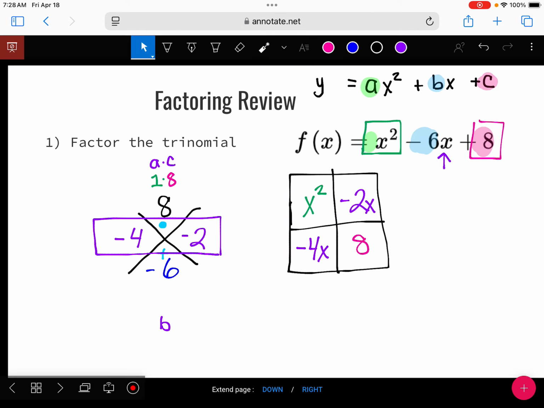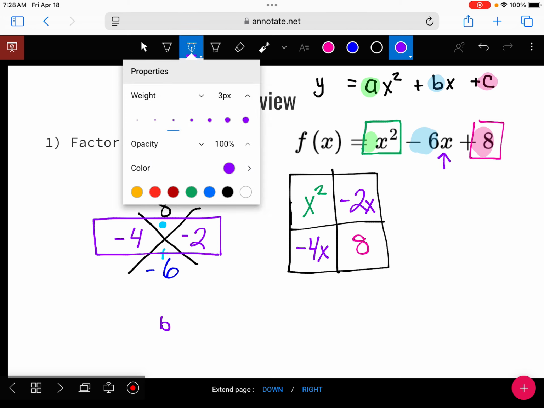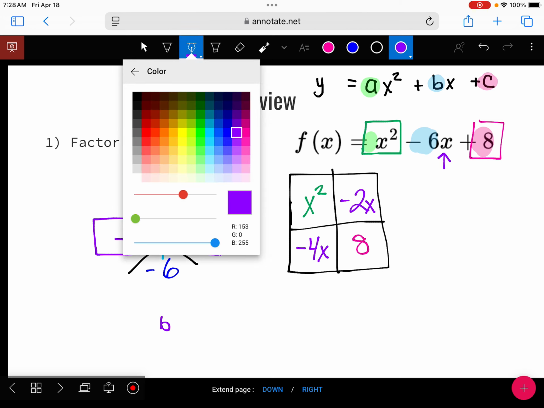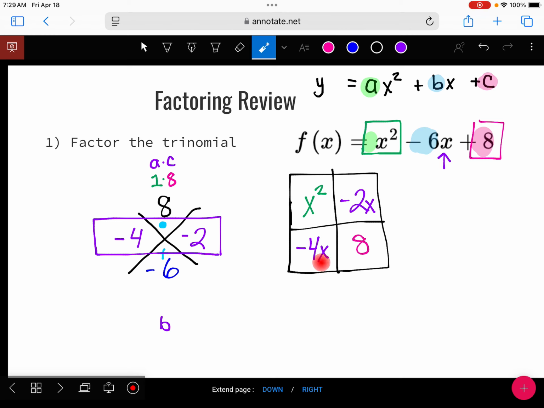Because our last thing we need to do, because we're very nearly done with it, is we need to pull our factors in columns and rows. So what I mean by that is we're going to find our greatest common factor, our GCF. What is shared between x squared and -4x? An x. What is shared between -2x and 8? The -2. Good. What is shared between x squared and -2x? An x. And what is shared between -4x and 8?